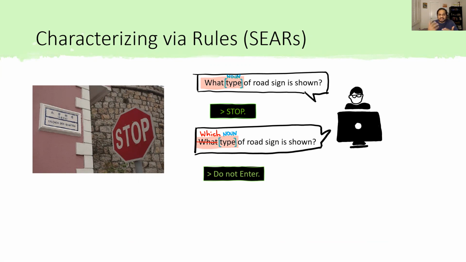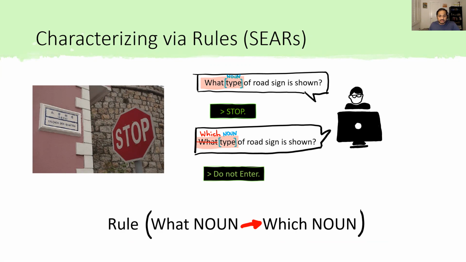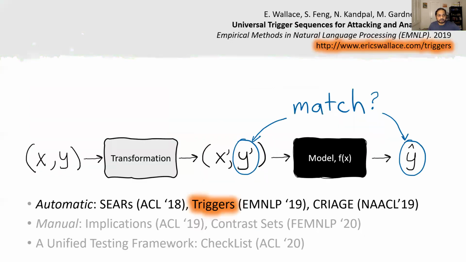And we know that this change is not going to change the meaning of the question. Does it change the meaning of the output? And in this case, it did. And so you can come up with a rule that says, hey, in your model, every time you replace what noun with which noun, there's a high probability that it flips the output. So this might be a bug that you might want to do something about.